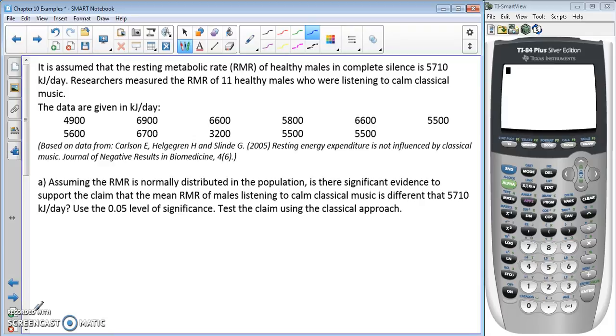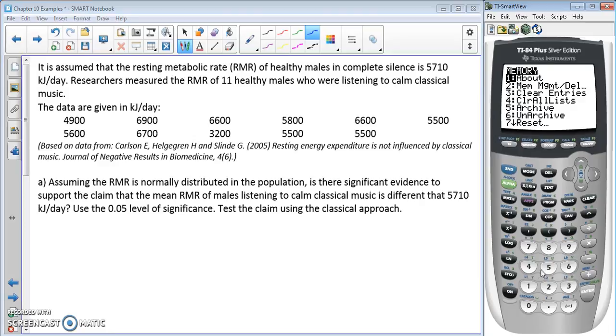So the first thing we do is go in and enter our data. A good habit is to do second plus 4 and then enter, to clear out any list you had. I've already entered my data, but then you press stat, enter, and type in your data values. Notice when I go down to the last one, this was L1 12, so I've typed in 11 data values.